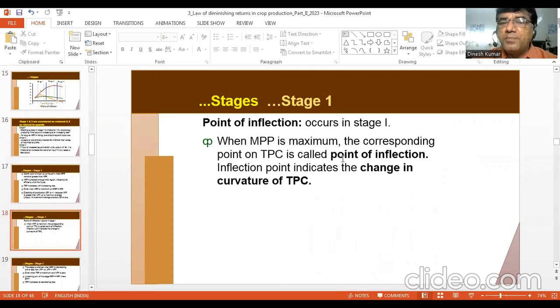So when MPP is maximum or highest, the corresponding point on the TPC, total product curve, is called the point of inflection. And the inflection point indicates the change in curvature of the TPC, the sharp change in the curvature from where the MPP is maximum. So that particular point on TPC is called the point of inflection.